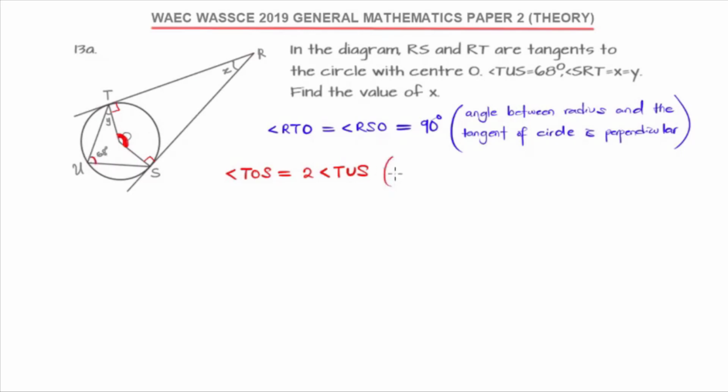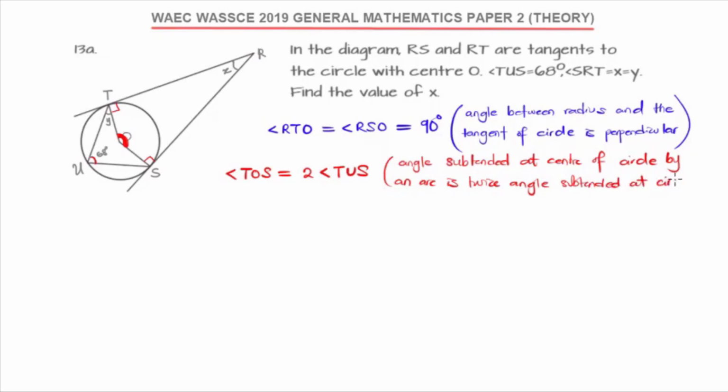Okay, so that means, and why are we saying that? We are saying that because another circle theorem that can help us to solve this question is that the angle subtended at the center of the circle is twice the angle subtended at the circumference by the same arc. So now, if we are looking at these two theorems, we can now look at the figure.